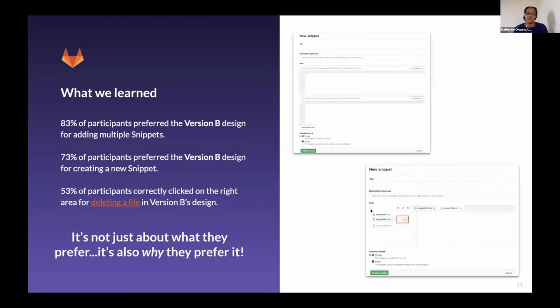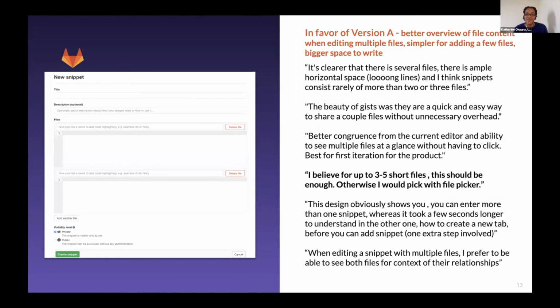And so what we learned from this was that the vast majority of participants preferred the version B design, both for adding multiple files and for creating a new snippet. And also for the click test, participants were able to click on the right area for deleting a file, but there was also feedback on what could make that more intuitive for them as well. So down here I put, it's not just about what they prefer, it's also why they prefer it. And so for context, there are actually a lot of different opinions.